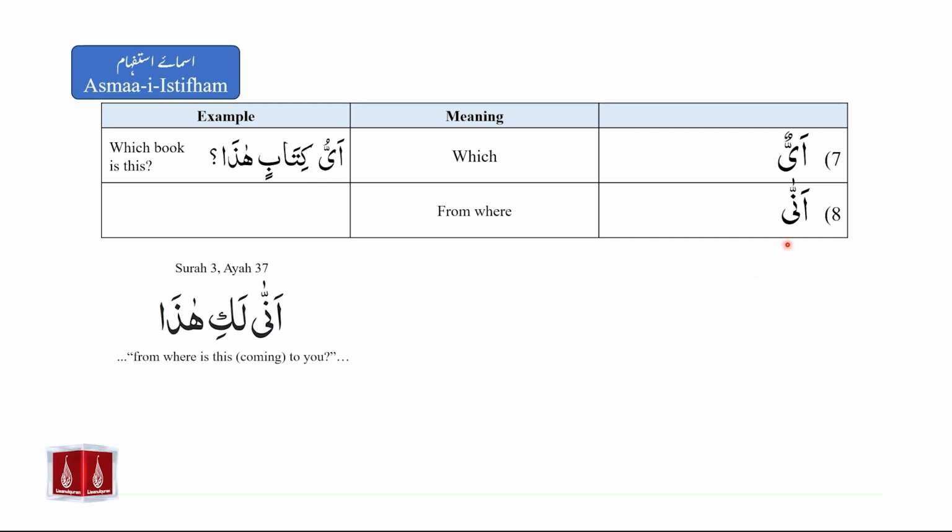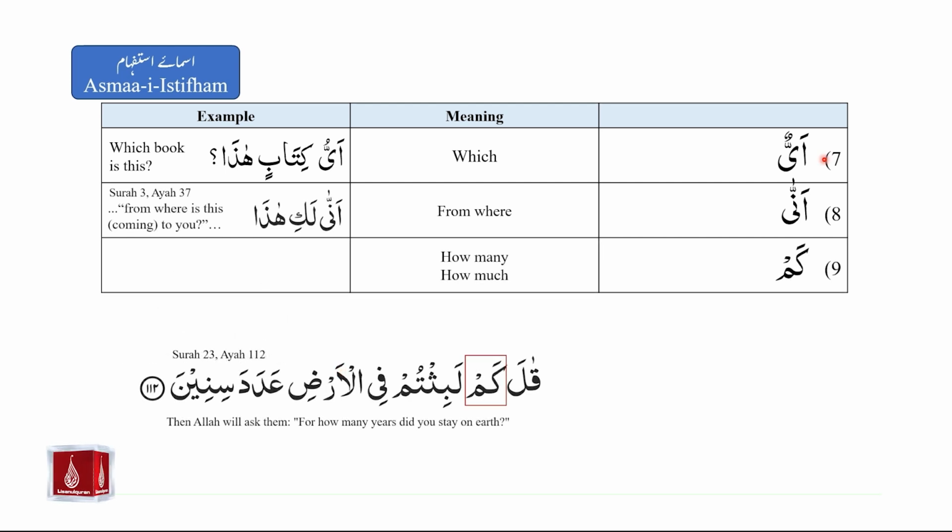The eighth Ism-i-Istifham is anna. Anna means from where. An example can be found in Surah number 3, ayah number 37. Anna laki haza. From where is this coming to you? Ayyun means which. Anna means from where. And we have the example of Anna laki haza.